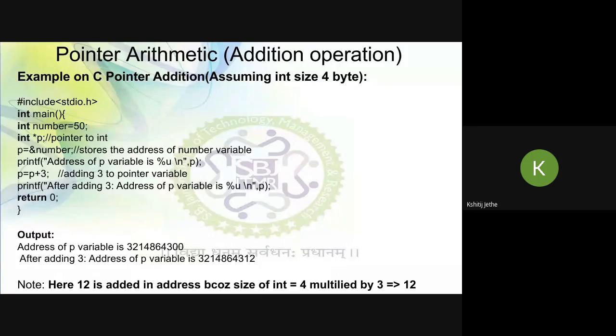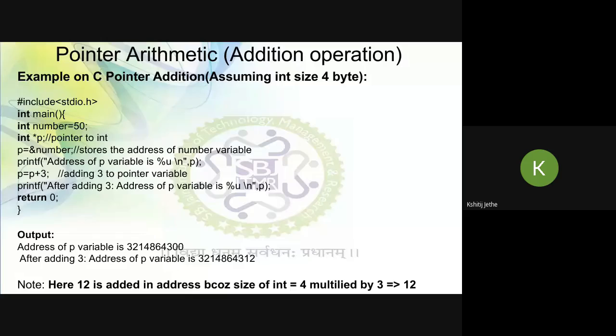As you can see in the output, after adding 3, when we print the address, we are getting 4312. Initially it was 4300, now it is 4312. So it is incremented by 12. It is a very simple calculation. The number we are adding here is 3, but that is not the actual figure which will be added internally. What will be added internally is 3 into data type size.